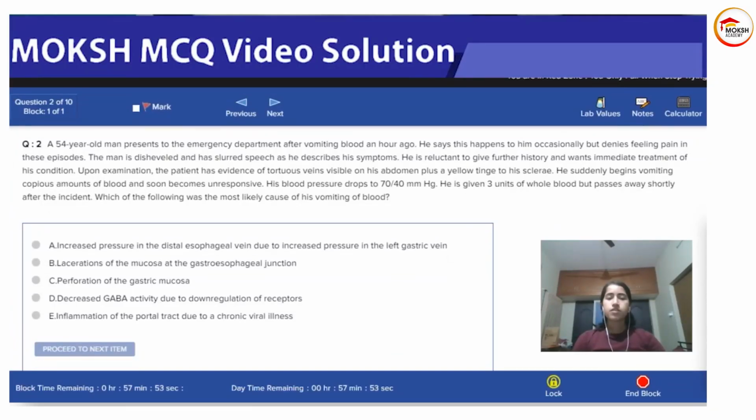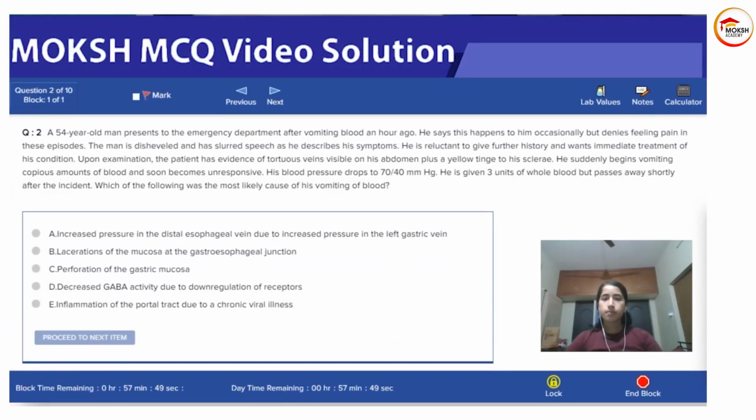A 30-year-old man presents to the emergency department after vomiting blood an hour ago. He says this happens to him occasionally, but denies feeling pain in these episodes. The man is disheveled and has slurred speech as he describes his symptoms. He is reluctant to give further history and wants immediate treatment of his condition.